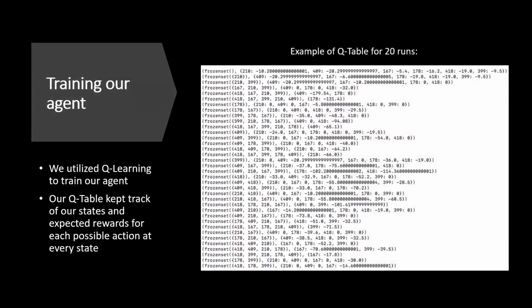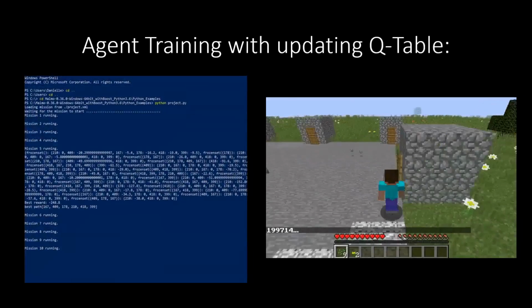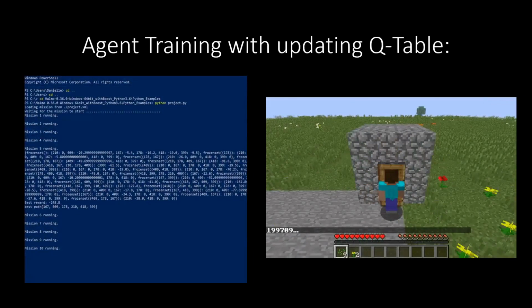We utilize Q-learning to train our agent. Q-learning is a reinforcement learning algorithm that attempts to find the best action to take given a current state. Our Q table, which is shown at the right, kept track of our states. It also kept track of the expected rewards that our agent would gain for every possible action it could take at each state. Here is our agent training while updating the Q table.